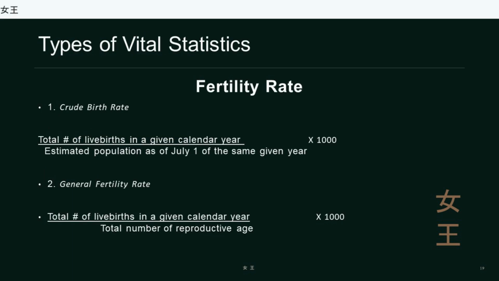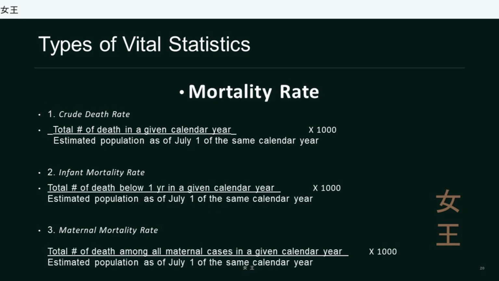Crude birth rate, a measure of one characteristic of the natural growth or increase of a population. Crude death rate is a measure of mortality from all causes which may result in a decreased population. Infant mortality rate is a measurement of risk of dying during the first year of life. It is a good index of the general health condition of a community since it reflects the changes in the environment and medical condition of a community.